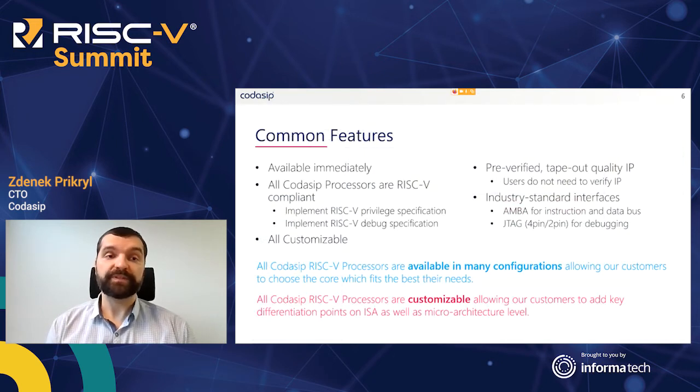Before that, the common features that each member of the family has: they are available immediately. All of them are RISC-V compliant, and it's not only on the ISA level, but also on the privilege spec level or the debug spec level. All of them are pre-verified because we are huge believers in verification, so we spend a lot of time on the verification process. All of them have industry standard interfaces, which means that for debugging we are using JTAG or cJTAG. In the case of the memory subsystem, we are using the AMBA interface, which is either AHB or AXI.